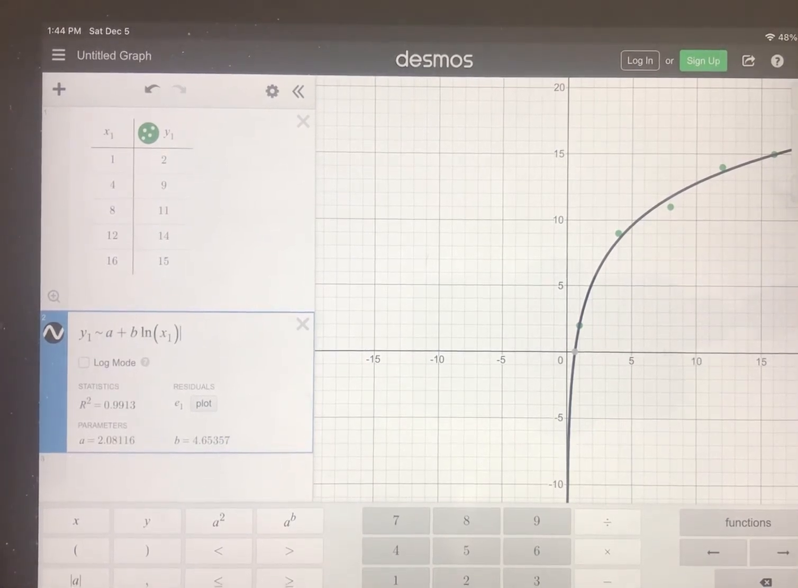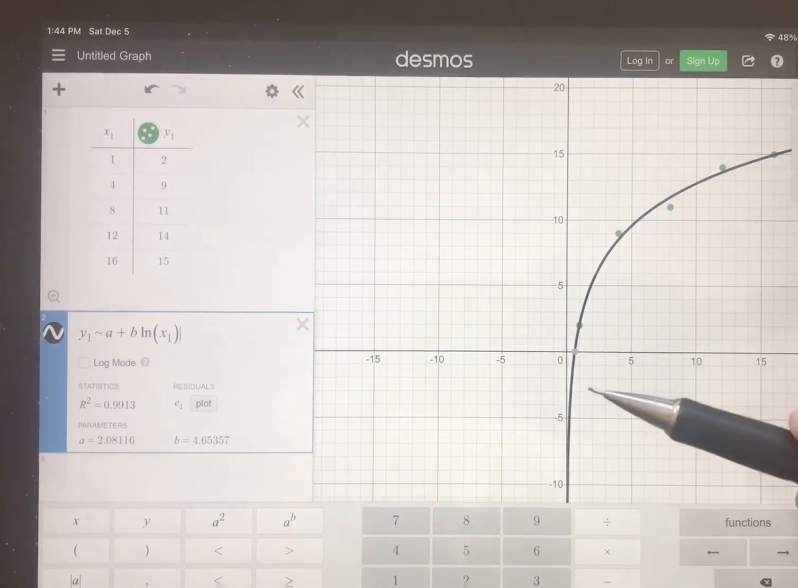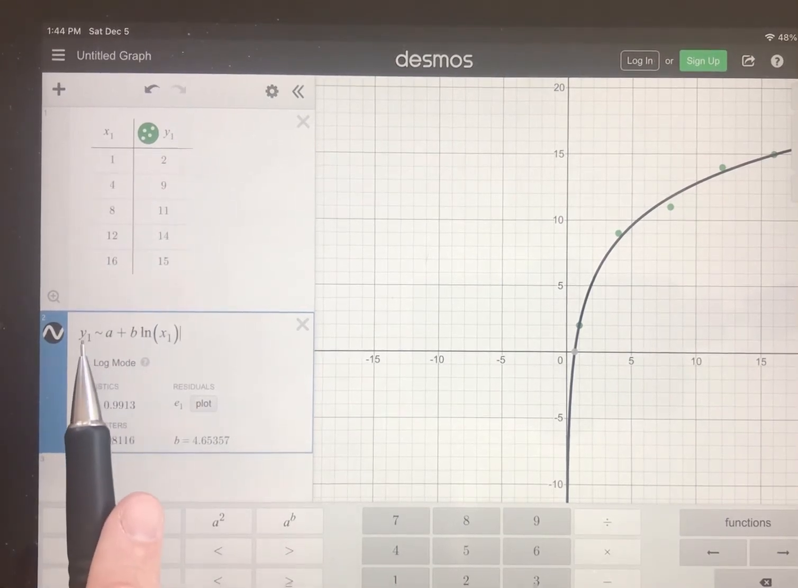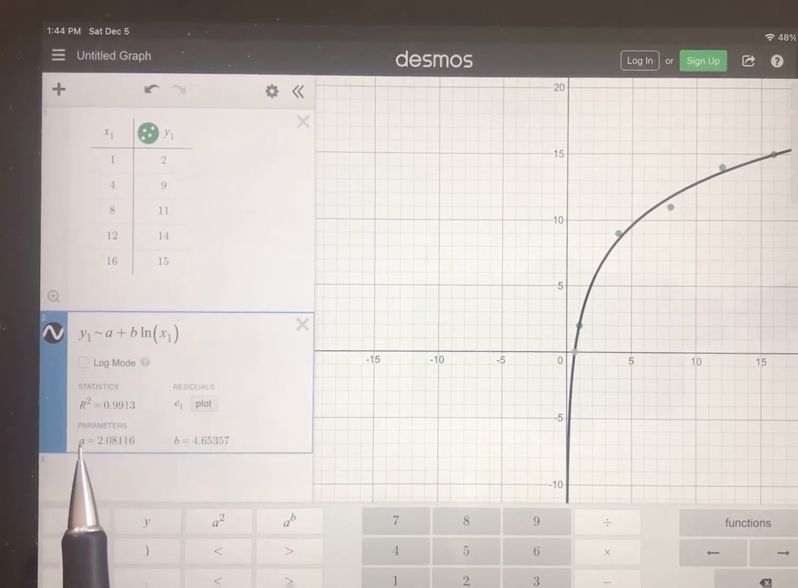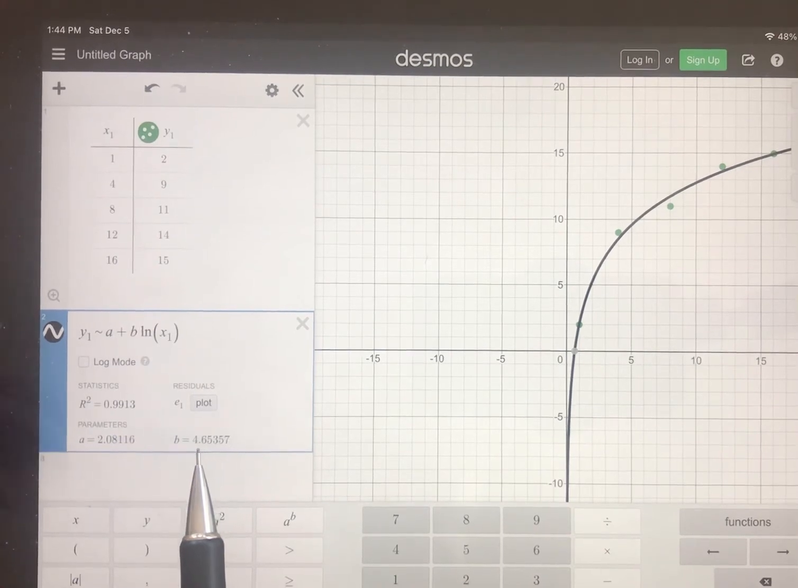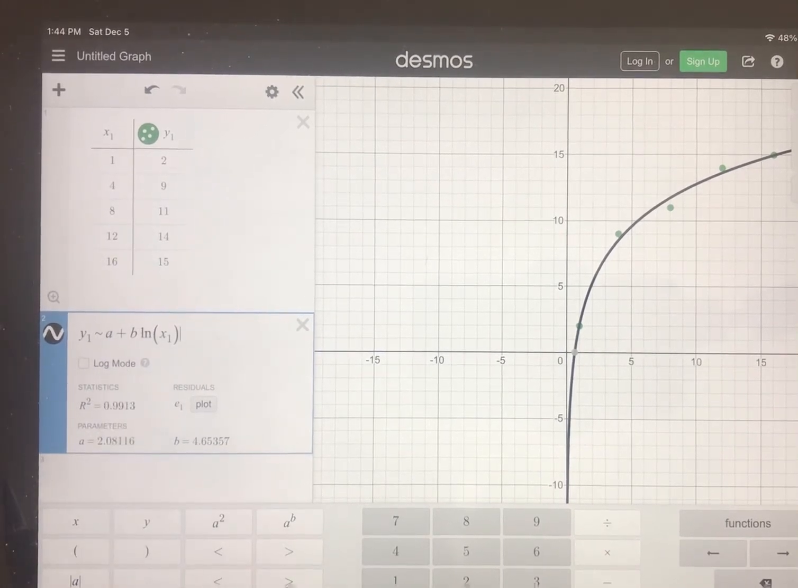using least squares regression, a lot of math. It did a lot of math behind the scenes and came up with the best fit curve, the best fit logarithmic curve. And what they're telling you down here is the best fit curve is y equals, well, a is the value of 2, or we'll call it 2.08. So when a equals 2.08 and b equals 4.65 to the 100th, that is the equation of the best fit curve.